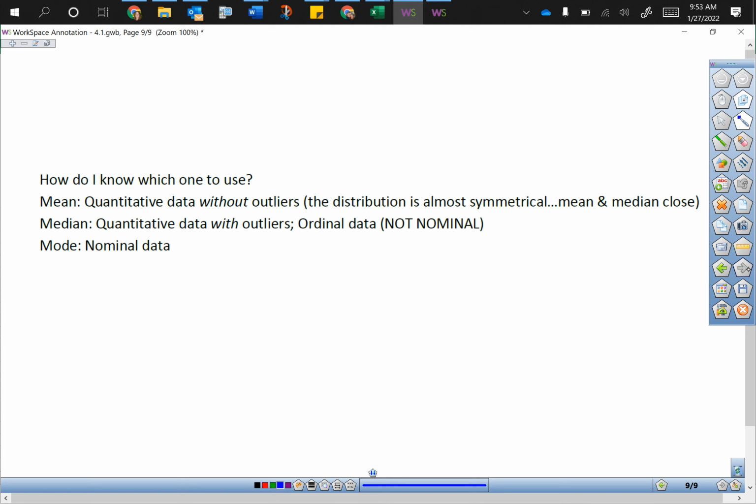Now the median still needs to be quantitative data, so still numbers, but if you have outliers, you should look at the median to represent that data. Okay? Now, this would be ordinal, which means that there would be order to these numbers, right? Nominal data is not okay with the median. And then finally, mode, which is nominal data, is qualitative. You can use mode for nominal data, which is qualitative. So like sizes of t-shirts, something like that. Are we all okay? All right, that's all we got.